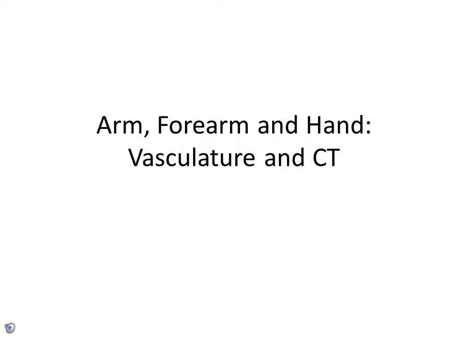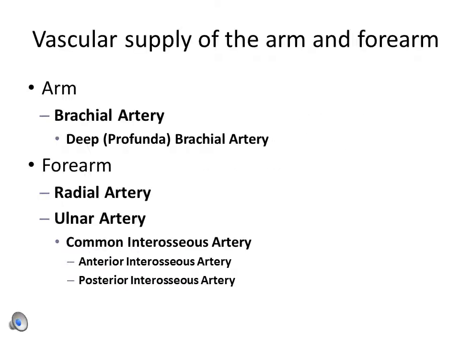Welcome to the lecture on the vasculature and connective tissue of the arm, forearm, and hand. Vascular supply of the arm and forearm. In the arm, the axillary artery becomes the brachial artery after the branches of the circumflex humeral arteries.